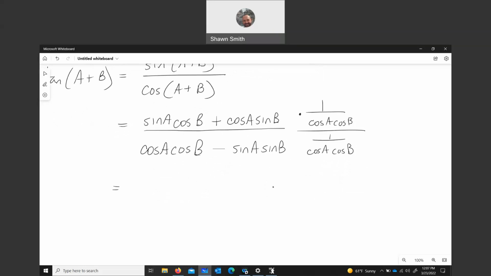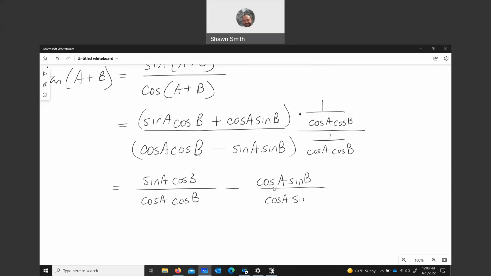So I would get this times that. So I have sine A cosine B over cosine A cosine B minus cosine A sine B over cosine A sine B. Notice these cosines cancel in that first term, sines cancel in this second one. That's my numerator. My denominator.